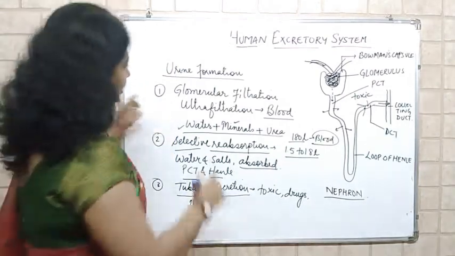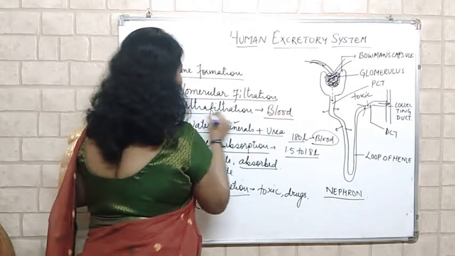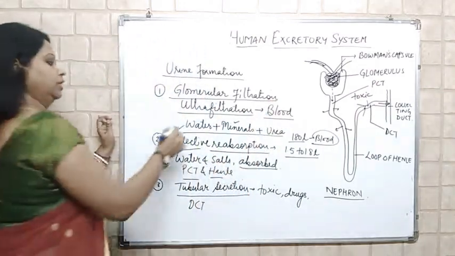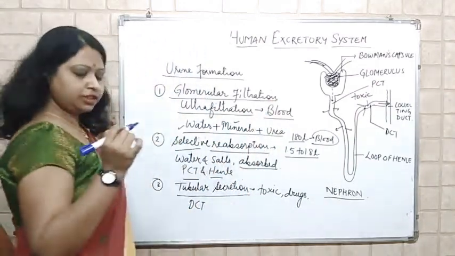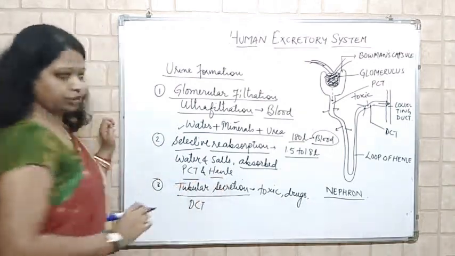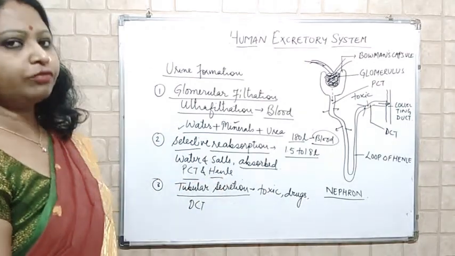So three steps are there: glomerular filtration or ultrafiltration, selective reabsorption, and tubular secretion. These are the three steps of urine formation.